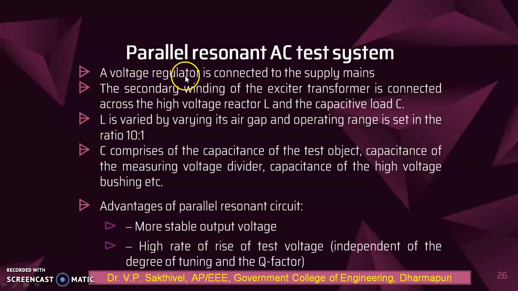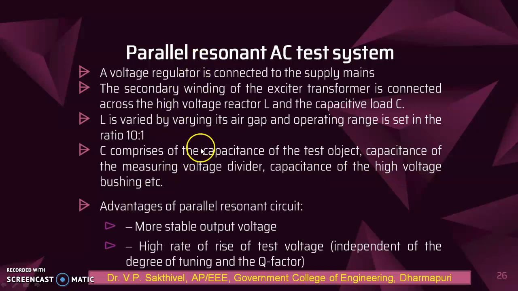As said before, a voltage regulator is connected to the supply mains. Then the secondary winding of the exciter transformer is connected across the high voltage reactor and capacitive load C. Then L is varied by varying the air gap, and the operating range is set to the ratio 10:1. C indicates the capacitance of the test object, the capacitance of the measuring voltage divider, and all the things: the test object, the capacitance of the voltage divider as well as high voltage bushings, etc.